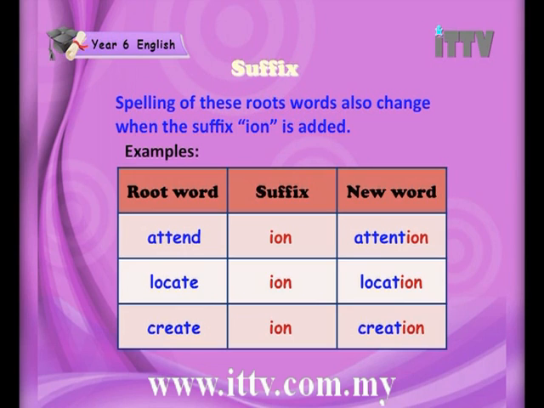The next word, locate. You add the ion, it becomes location. Notice how the E is taken away, and we just put the ion without the E. Let's look at the next word, children. It is create. Plus ion becomes creation. And just like the word locate, we do away with the E and we just add the ion.